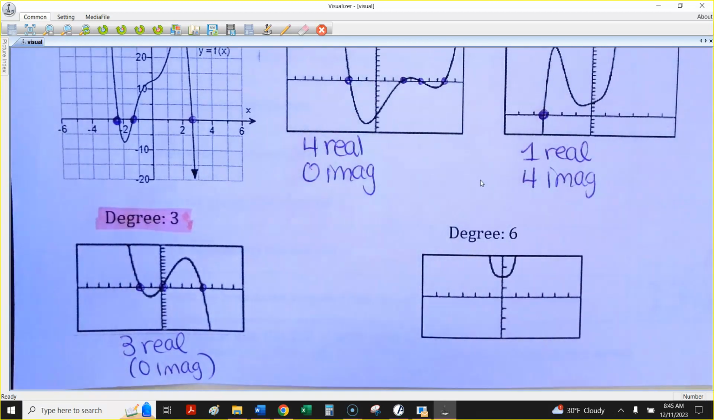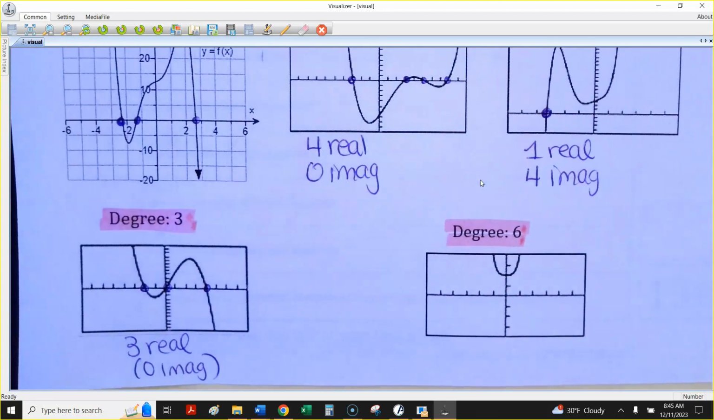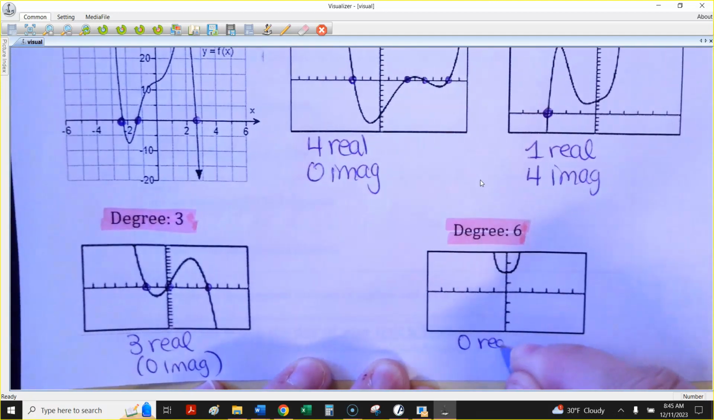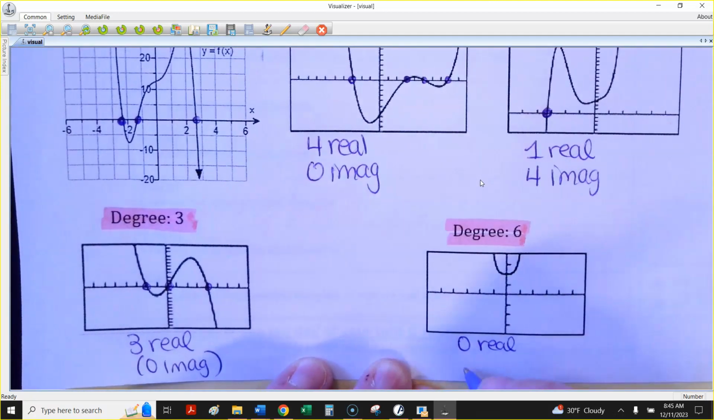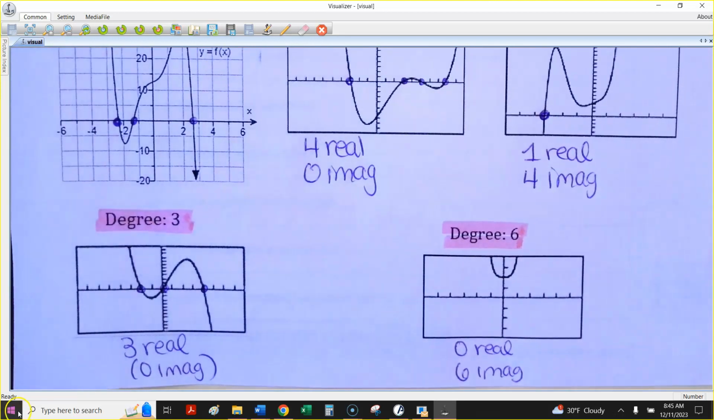And then I got one last one. This is a 6th degree polynomial. You see it kind of looks like a parabola a little bit, but the bottom of it is almost more flat. How many real zeros does that last graph have? None. It doesn't touch the x-axis. So this has 0 real, which means all 6 would have to be imaginary. So we're just writing down the possible options.